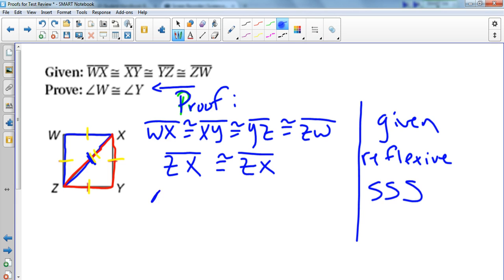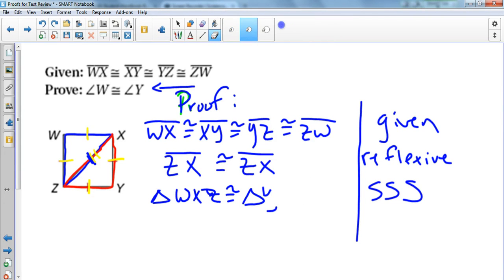So we can say then that triangle, and just pick a label, WXZ, must be congruent to triangle, and the point in this red triangle that corresponds to W would be Y. I look at this as a reflection. If you fold it on that diagonal, then angle Z would correspond to itself and X would correspond to itself. So YXZ, right? So those two triangles are congruent.